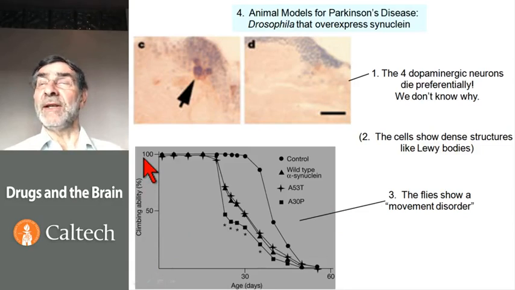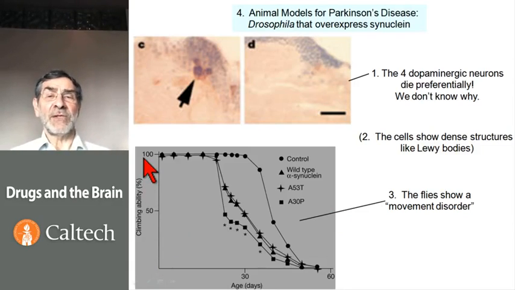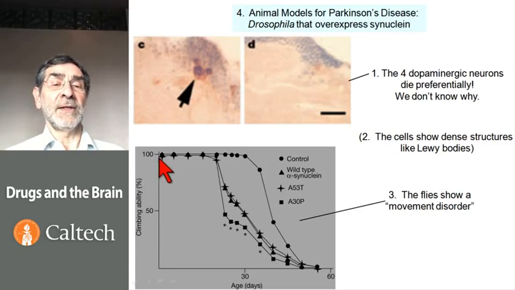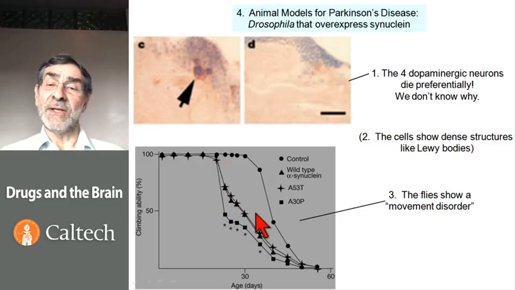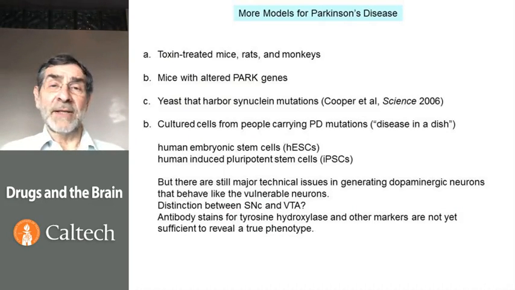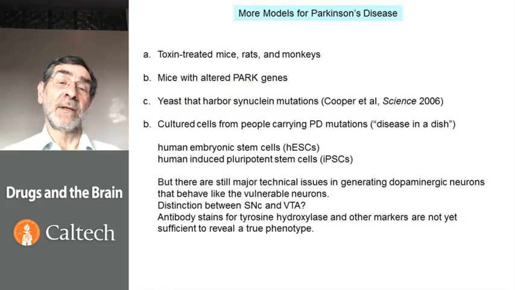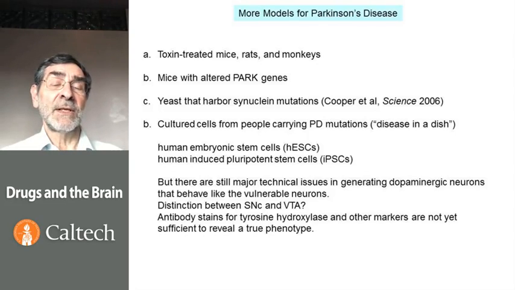Here is a measure of the climbing ability, very much like the experiment that Seymour Benzer did with flies climbing up the side of a test tube. The control flies retain this ability until they're about a month old. But the flies which have been induced to express either wild-type synuclein or especially one of the human mutant synucleins lose this ability to climb at a much earlier age. So the flies have a movement disorder. There are more models for Parkinson's disease. Because of the toxin angle, there are toxin-treated mice and rats and monkeys, which have Parkinsonian-like tremors and movement disorders. There are a number of mice whose Park genes have been altered.